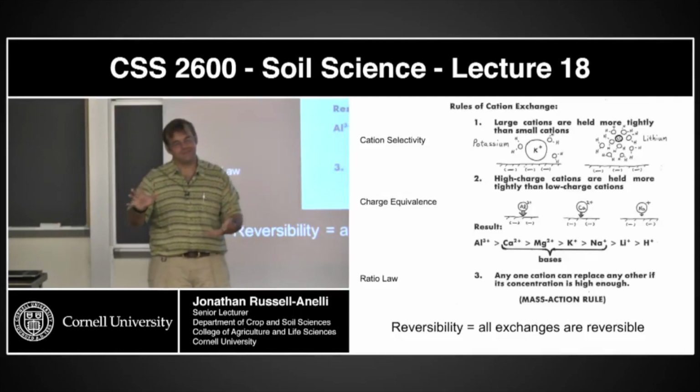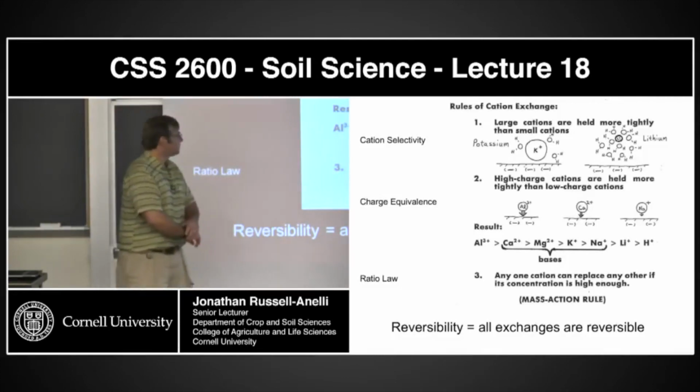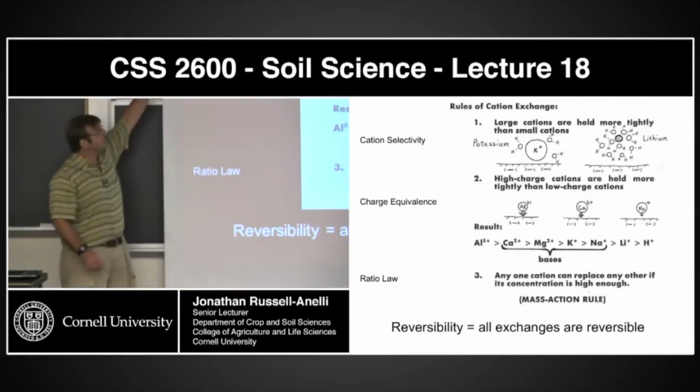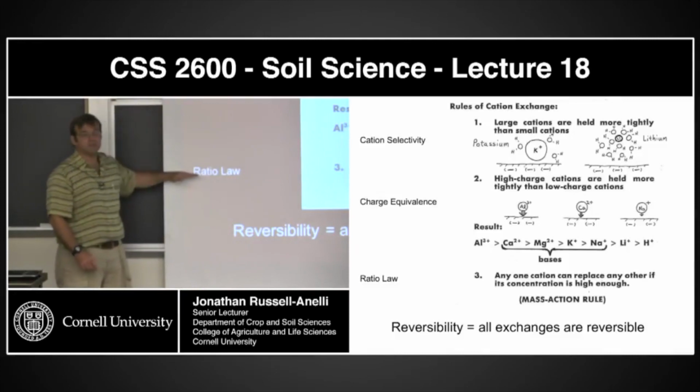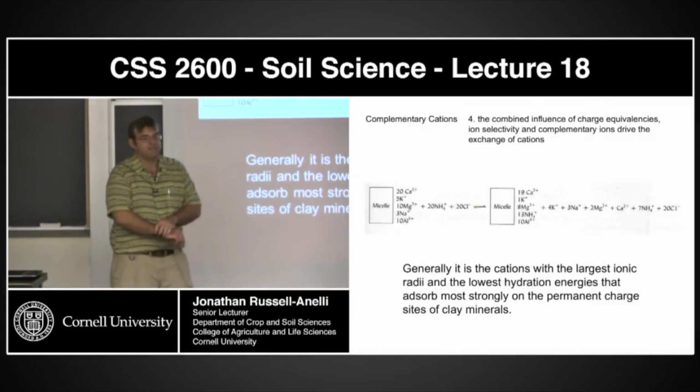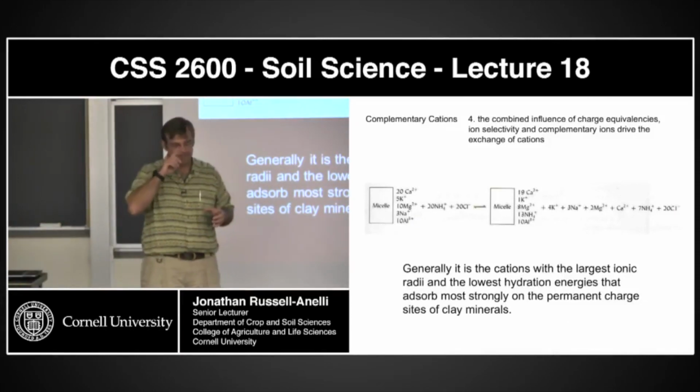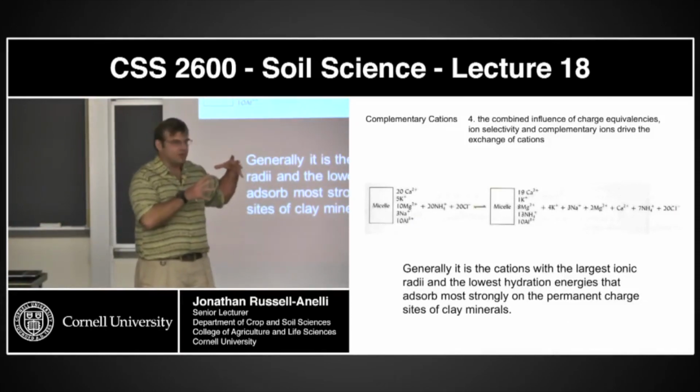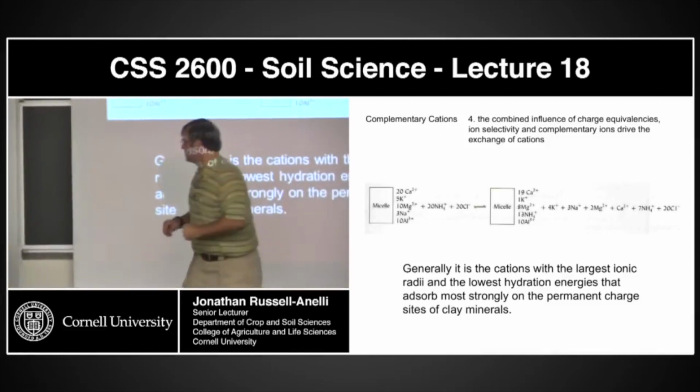Bear with me. All right, so we got cation selectivity, we got charge equivalence, and we have the ratio law. The last one is what we call complementary cations. Complementary cations is sort of a combination of all these things, but you have to imagine, let's use this board over here.